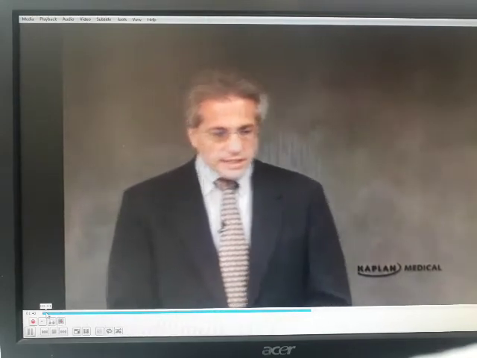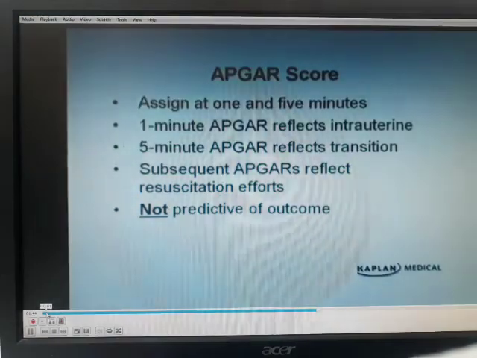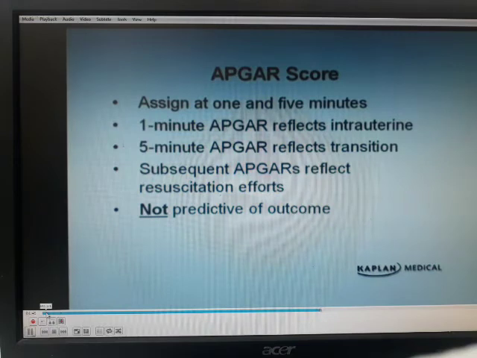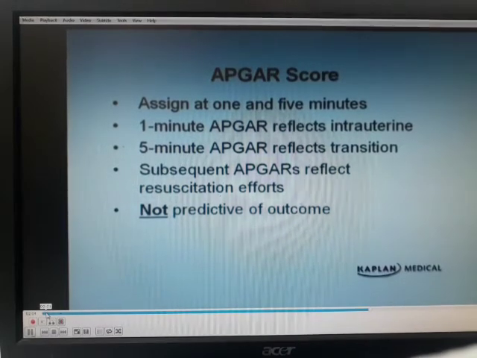The 5 minute score is basically a transition score from the intrauterine environment out to the regular environment. The score can also be given every 5 minutes afterwards. It helps you with your resuscitation, so that if you have a poor score, you may be resuscitating the baby, and you can use those subsequent scores to help you assess your resuscitative efforts. The Apgar score is not predictive of outcome, although very low Apgar scores can sometimes be associated with neurologic problems.